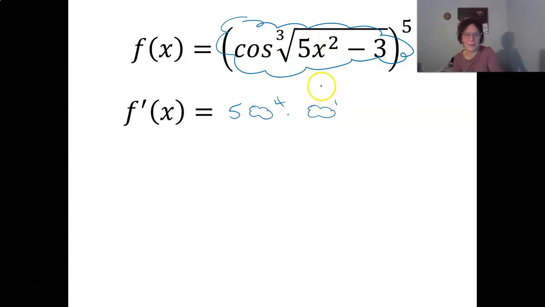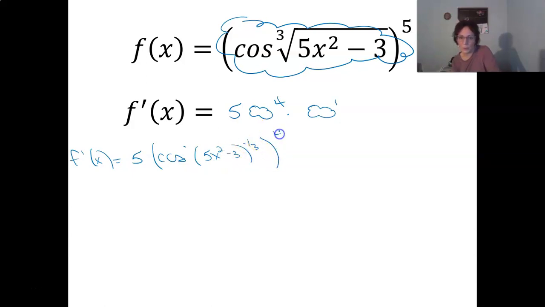It's madness. So when I do the derivative of my cloud, I've got some stuff, right? But I'm starting with 5 cloud to the 4th times the derivative of cloud. So the first part of my derivative is 5 cosine, I'm going to write it like this, 5x squared minus 3 to the 1/3, all to the 4th power.